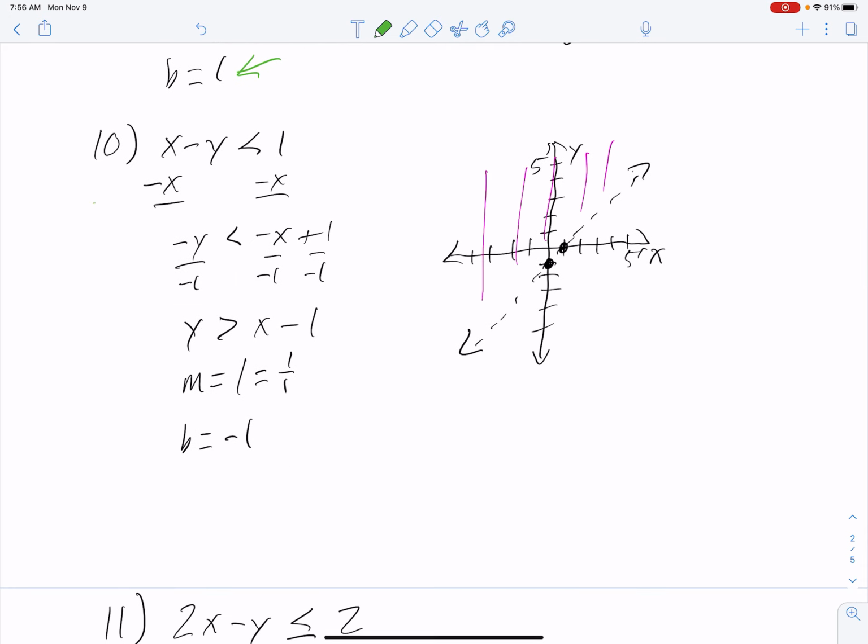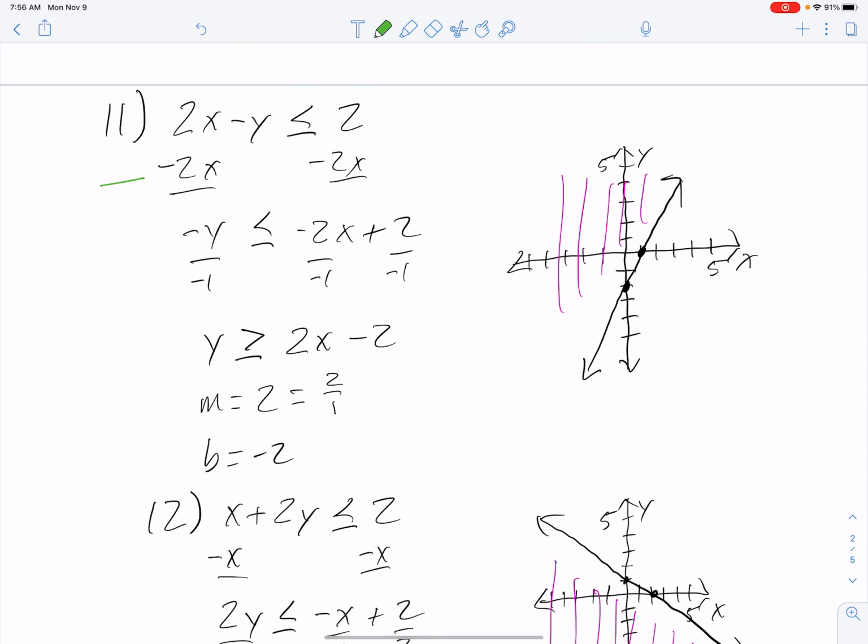Number 10, start by subtracting x, divide by -1. Notice that when I divided by -1, I had to flip my sign. I know my slope is 1, or 1 over 1. My y-intercept is -1. So I graph my y-intercept at -1. I go up 1 to the right 1. Since it's greater than, I've got a dotted line shaded above.